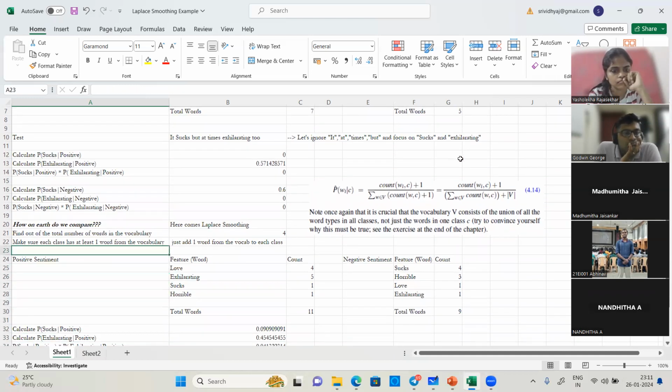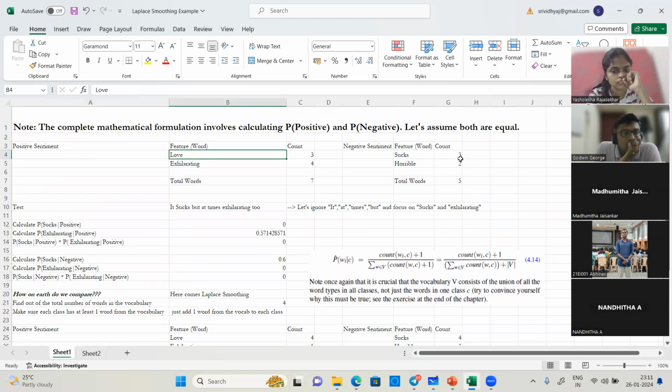So let's understand this. So here is love. There were 3 occurrences of love, correct? So it assigns another love. It just assigns one occurrence of the vocabulary. So now tell me how many occurrences of love would be there in positive sentiment? 4. How many occurrences of exhilarating will be there in positive sentiment? 5. How many occurrences of sucks? 1. How many occurrences of horrible? 1. All right.